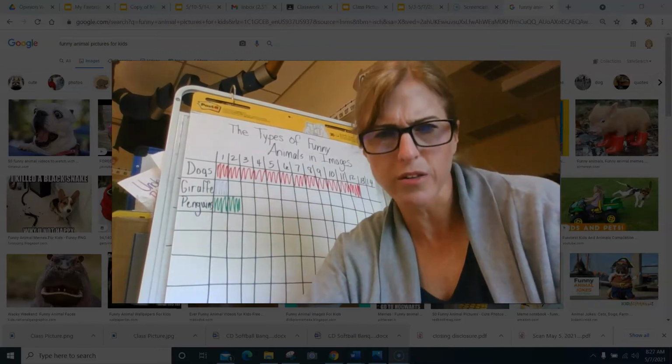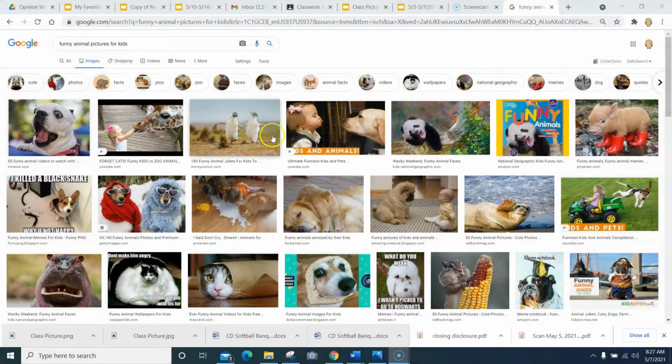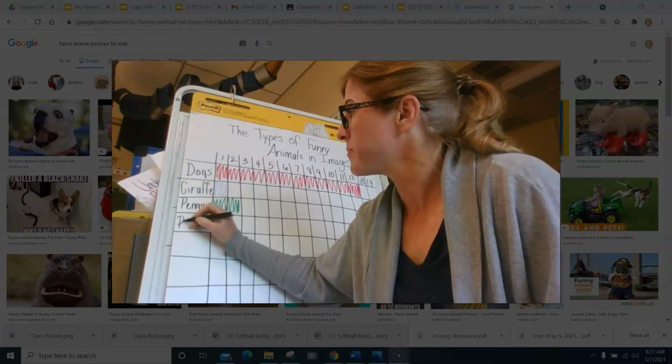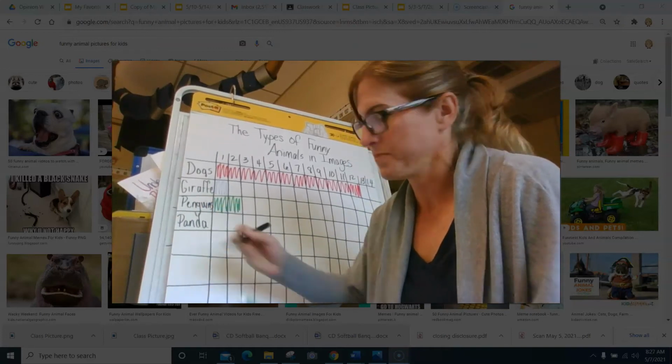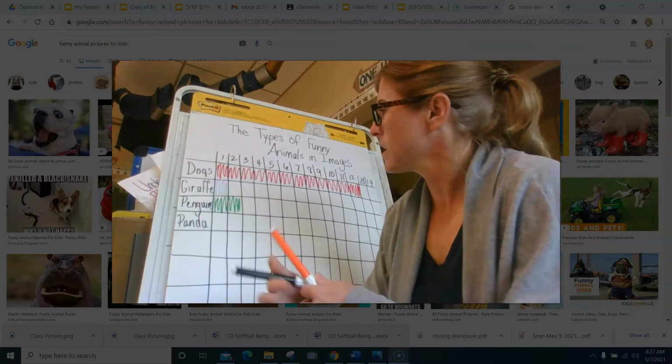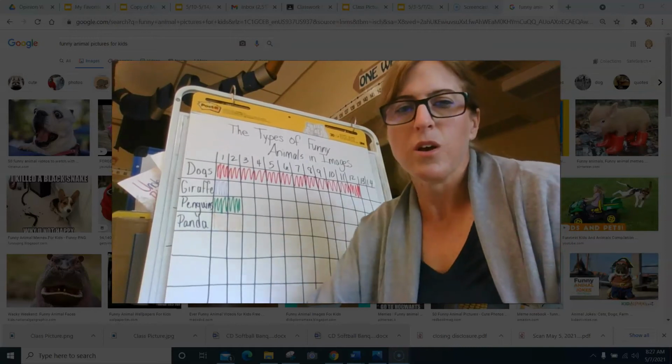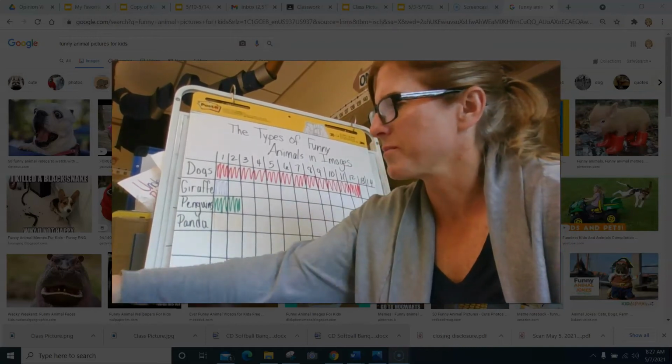Okay, what other animals are there? Let's see. There's a panda bear, and there are two panda bears. It looks like it's the exact same image. And I'm still going to count two because when I asked for funny animal pictures for kids and I decided I was going to use this screen, there are two pandas, so I'm going to count it as two pandas. Now, I could argue either way, to be honest, but we're going to count it as two. And there are two. That's hard to see, isn't it? Let's try a different one.